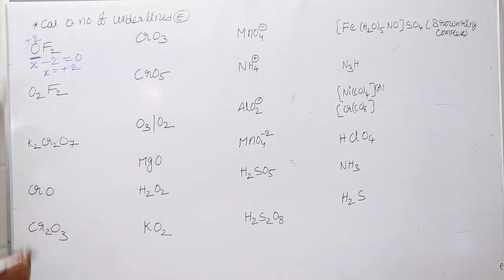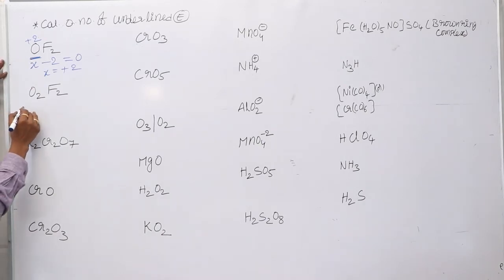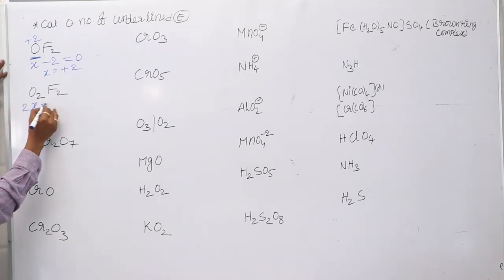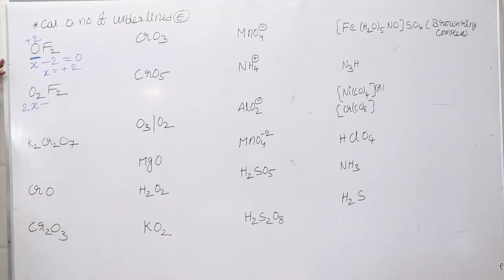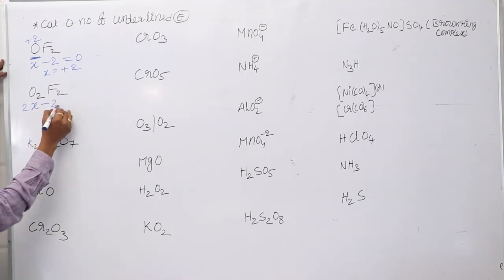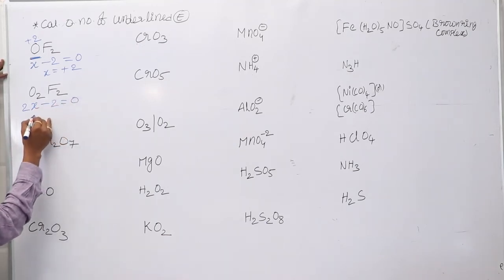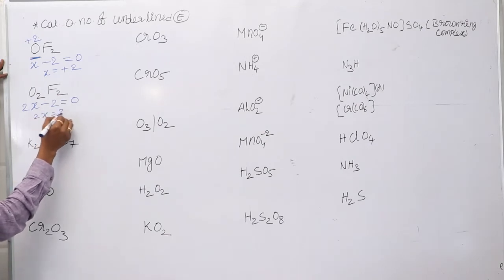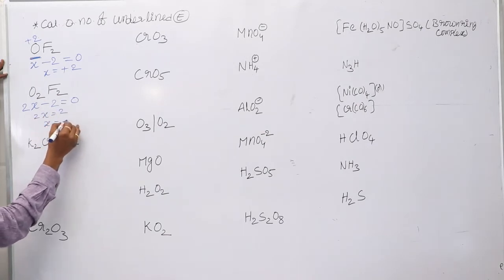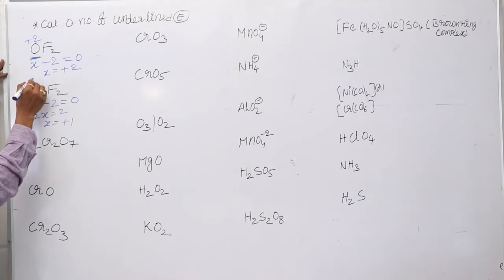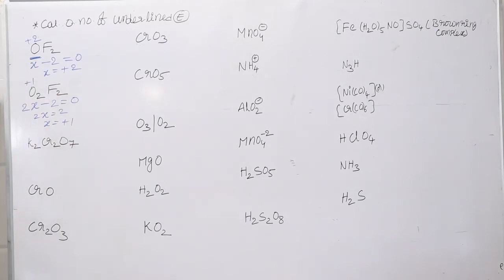In O2F2, how many oxygen atoms are there? 2 oxygen atoms. So let me take 2X. 2 fluorines, -1 oxidation state, 2 into -1 is -2. So 2X minus 2 is equal to 0. 2X is equal to 2, X is equal to +1. So the oxidation number of the oxygen is how much? +1 it is.